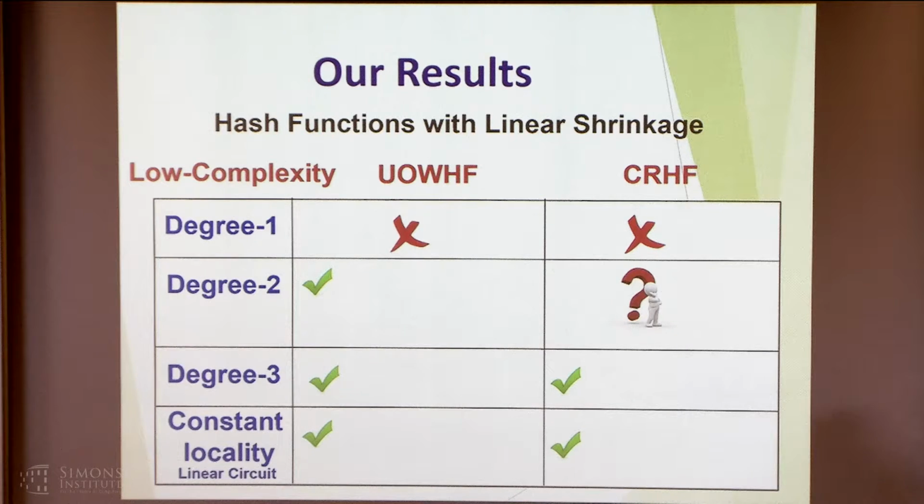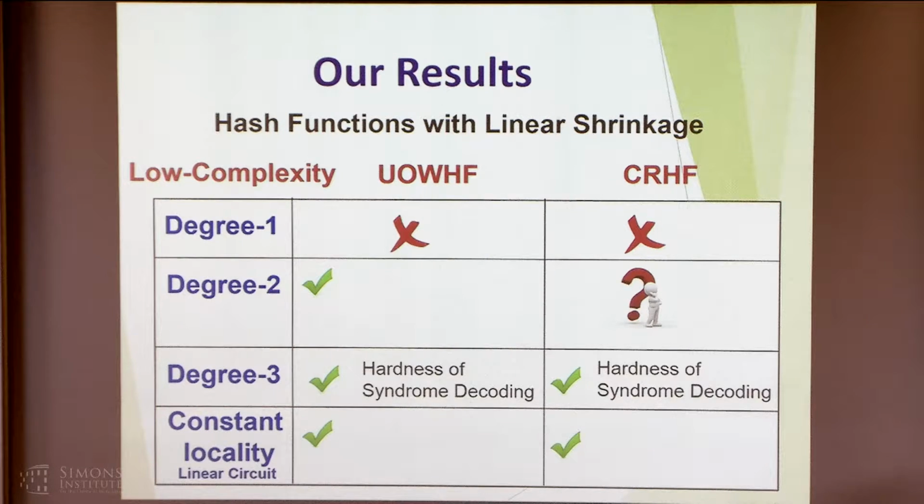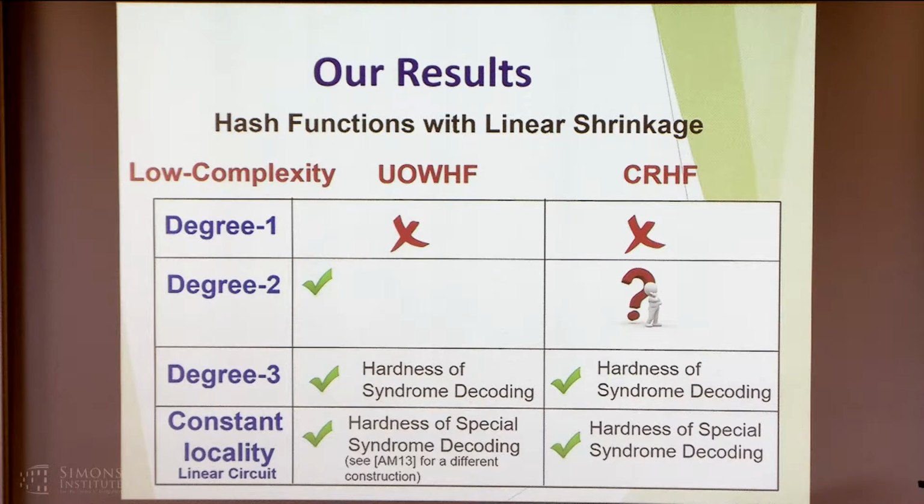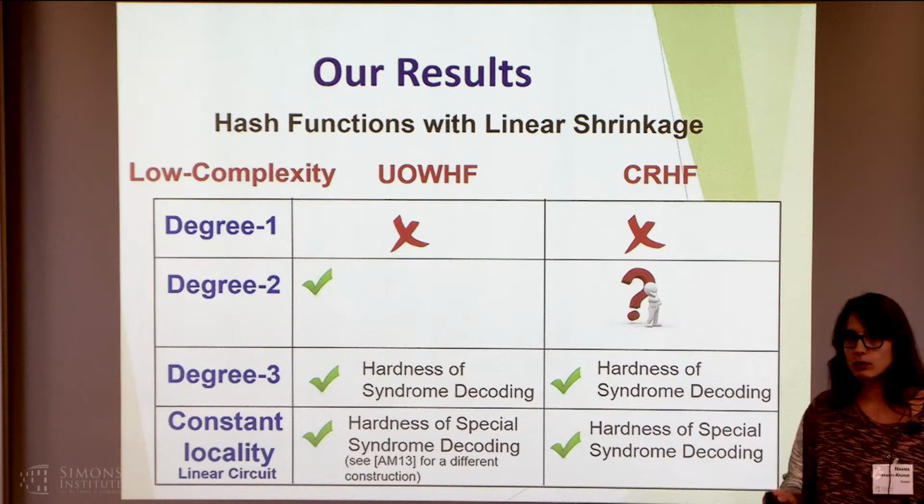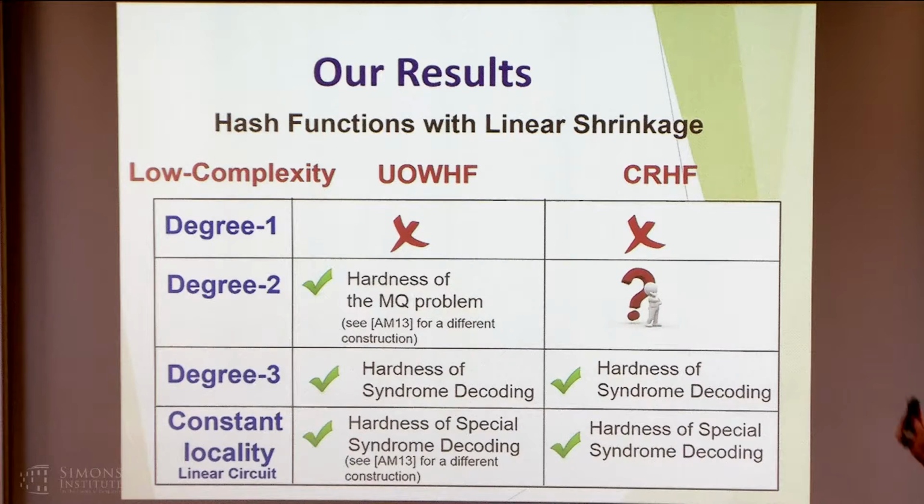Okay, now let me go over the assumptions. So for degree 3, we assume the hardness of syndrome decoding over random linear codes. By using a strong variation of this assumption, we can also get the constant locality. Okay? For degree 2, we assume the hardness of the MQ problem, which roughly says that a random degree 2 mapping is not invertible.